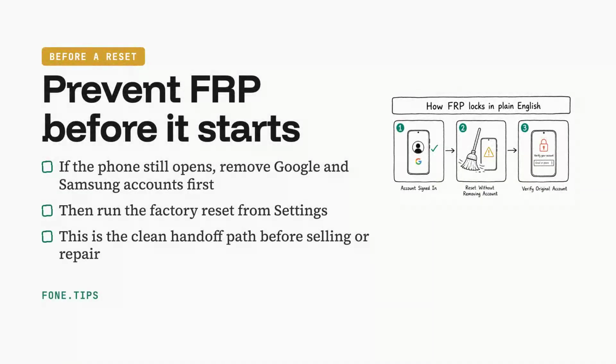If the phone still opens, the cleanest fix is prevention. Remove every Google account and Samsung account before you factory reset the phone. Then run the reset from settings. That is the right path before selling, repairing, gifting, or handing a phone to someone else.